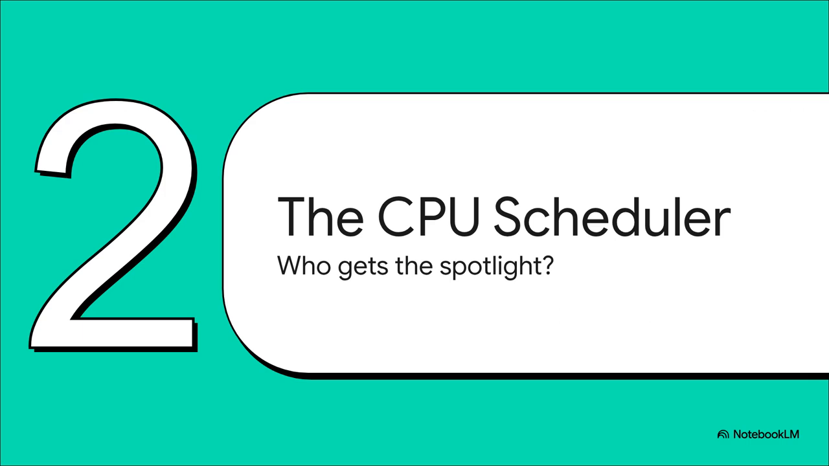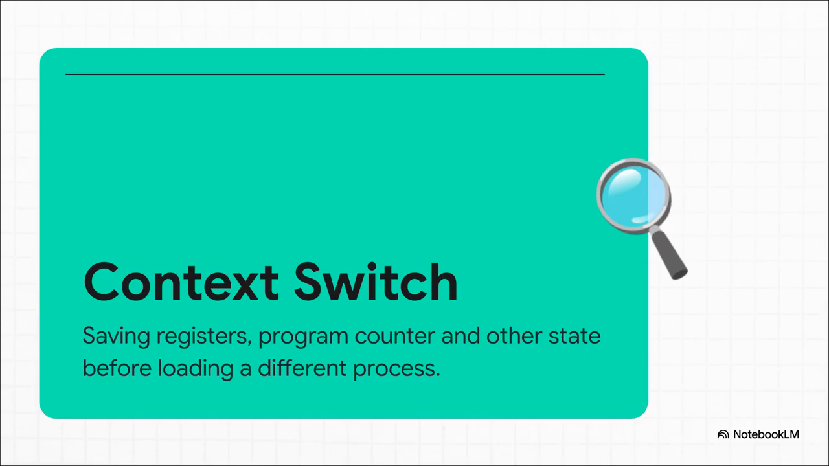Moving right along to section 2, the CPU scheduler. Now, to really understand scheduling, you have to wrap your head around this absolutely vital key term, the context switch. A context switch is the process of saving the state of the currently running process. We're talking things like its registers and its program counter before loading up a completely different process. This is fundamentally how the OS shares CPU time. But it's a super delicate balance.